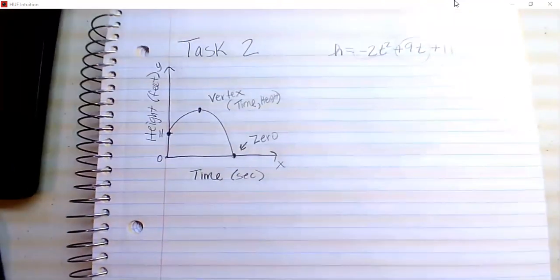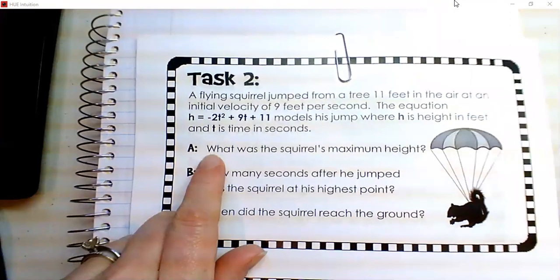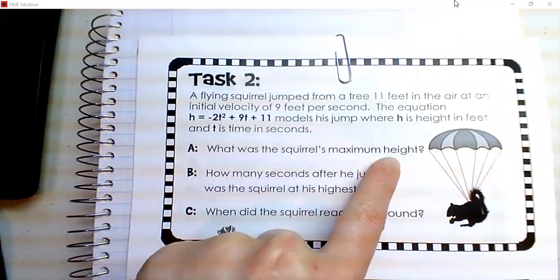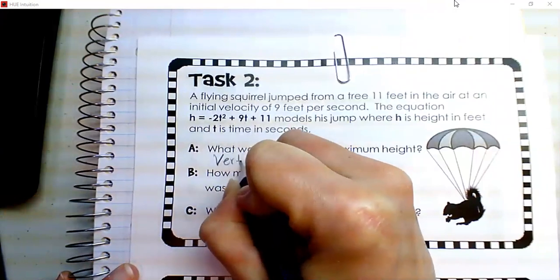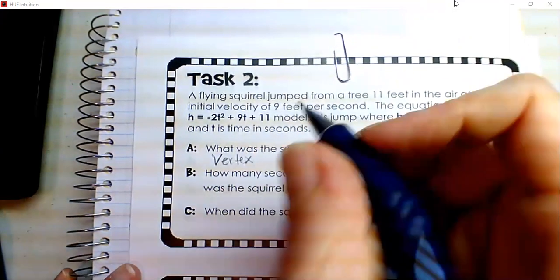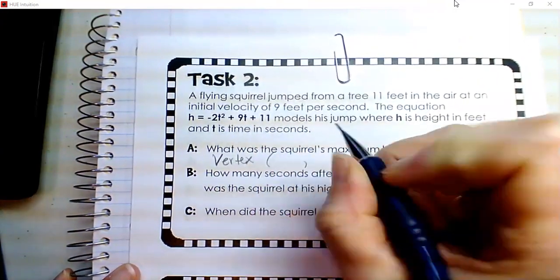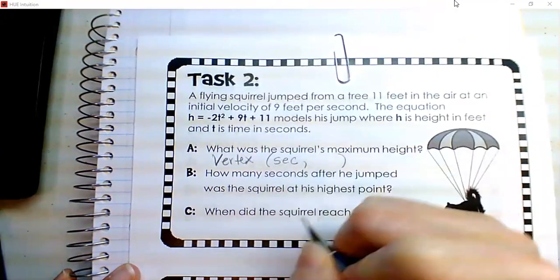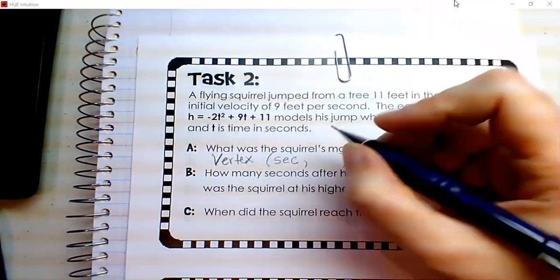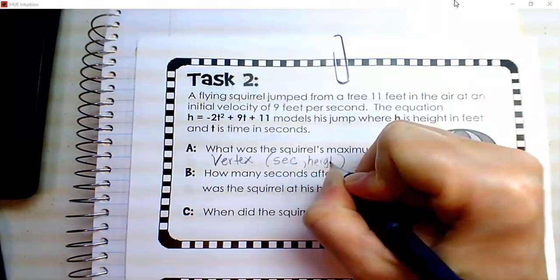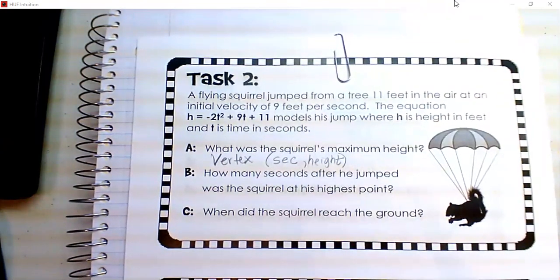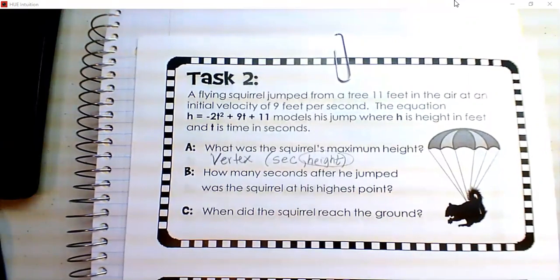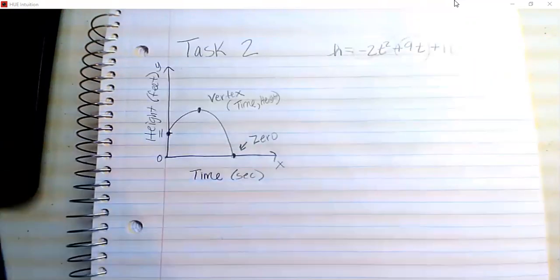All right, let's get started on part A. What was the squirrel's maximum height? That's a vertex question, right? We know that in our vertex, the x's are the number of seconds, the y's are the height, okay? So what was the squirrel's maximum height? We're looking for the y value of the vertex. All right, so let's get started.